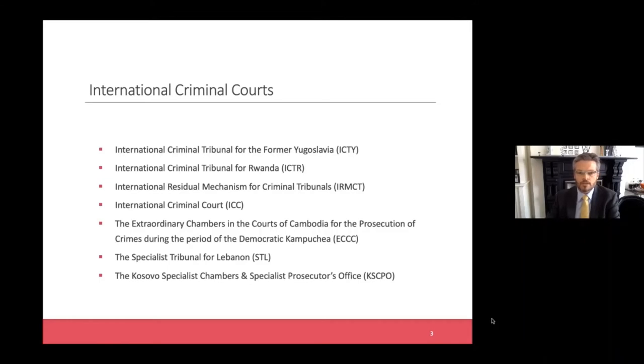Although the creation of the ICC and the ECCC and STL are associated with the United Nations, they sit separately from each other and from the structure of the ICTY, ICTR, IRMCT tribunals. The KSCPO, in further contrast, was established by a domestic law passed through the Kosovo Assembly. And although it has its seat in The Hague and is staffed with international judges and prosecutors, the institution is part of the judicial system of Kosovo. Slide 3, please, Andrew.